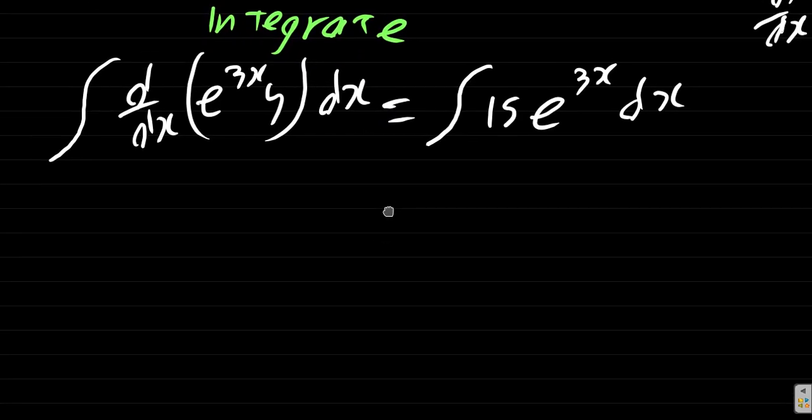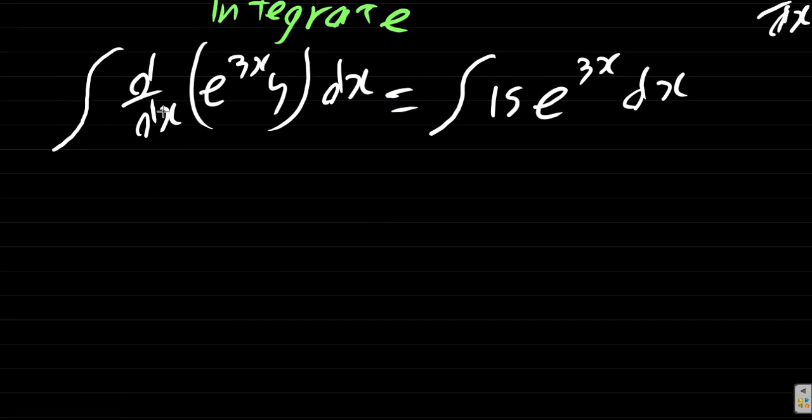Now, when you integrate the derivative with respect to x, and you're integrating with respect to x, the function you're integrating comes out undisturbed, e to the 3x y. It is left undisturbed. Comes out of that process without any change. So here, this is equal to, you're going to integrate 15e to the 3x dx.